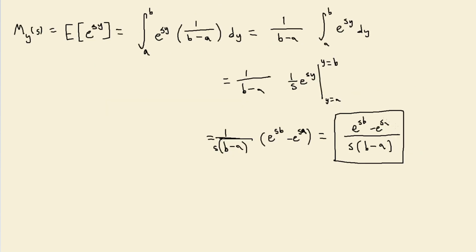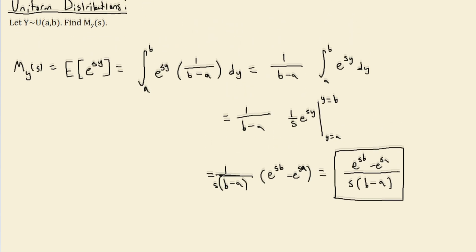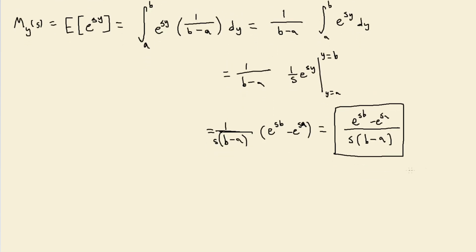All right, so I promised I would come back to this at the end of the video. This is our moment generating function for a continuous uniform distribution. Some of you may have noticed already, but I pointed out earlier in the video that if you try to actually evaluate the moments from this, you're just going to get errors. It won't be defined. And so we might be curious what's going on here.